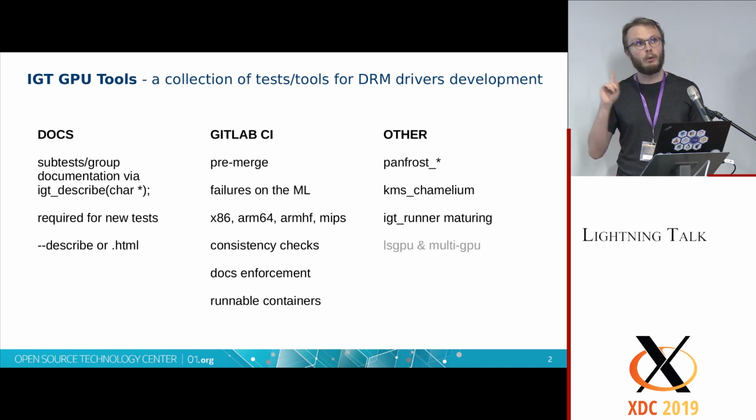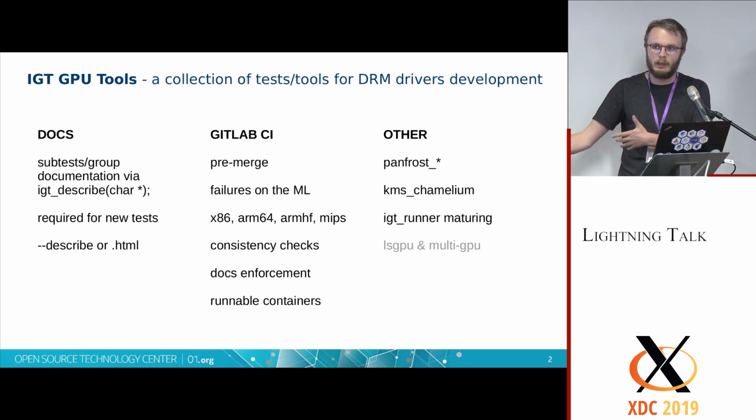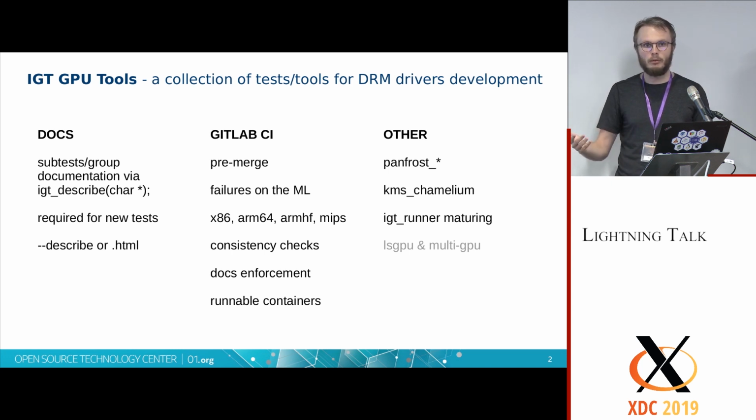Also, discovery. So with Chameleon, the issue previously was that you had to do the port mapping by yourself. That means that what kind of connector on the machine side corresponds to which Chameleon port. Now this is being auto-discovered through EDID.